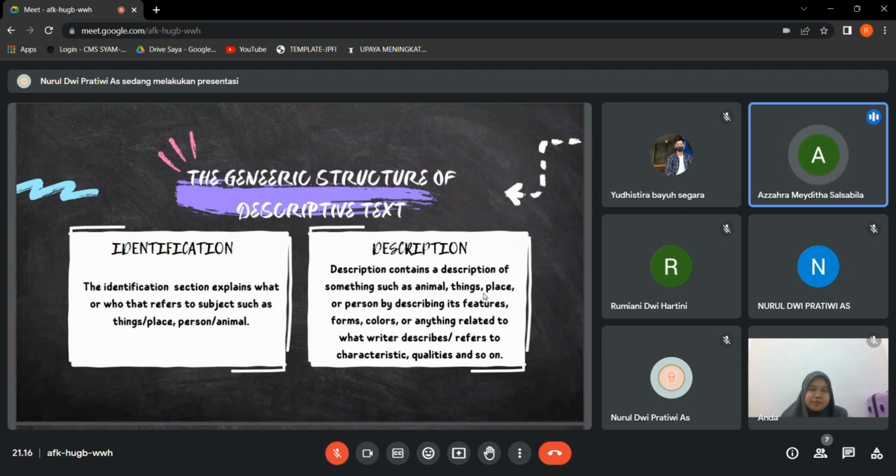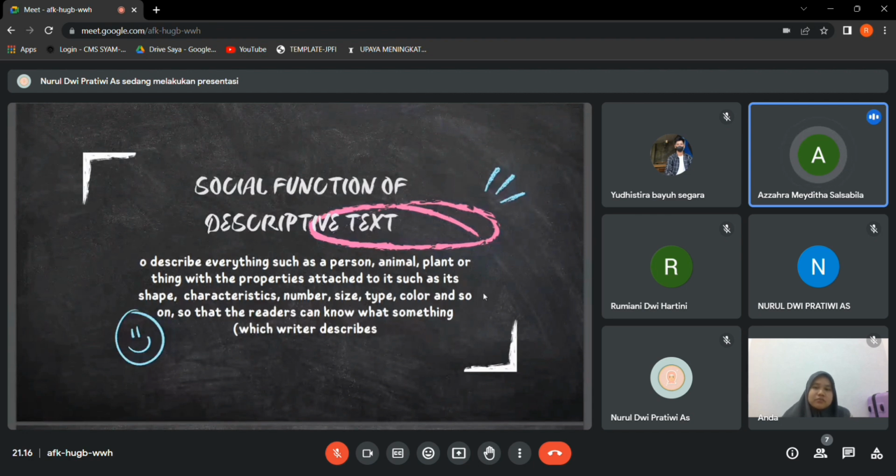Now is the social function of descriptive text, atau fungsi dari descriptive text. So the function of descriptive text is to describe everything such as person, animal, plant, or thing with the properties such as age, size, number, and so on, untuk mengetahui secara lebih spesifik apa yang penulis deskripsikan.